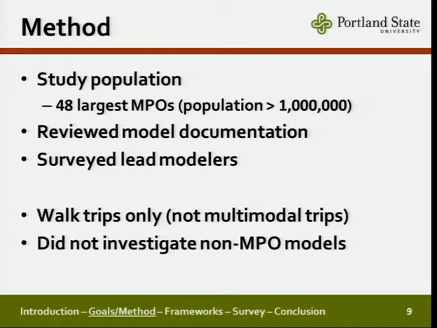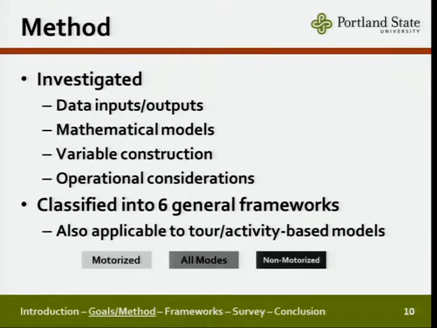But I should note that there are other agencies, San Francisco County, for example, or many large transit agencies who operate similar travel demand models. So there could be lessons learned from them as well. But we're not going to get into that today. So when we were reviewing the documentation, we tried to look at what sort of data are needed to run these models, what information do we get from them, what some of the mathematical equations may be, what some of the variables that are used, especially to represent the built environment, and also some operational considerations.